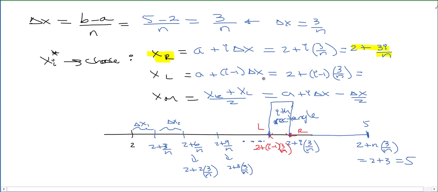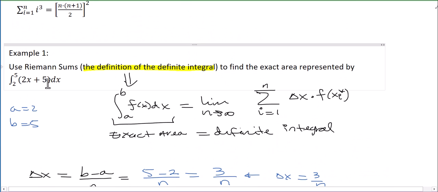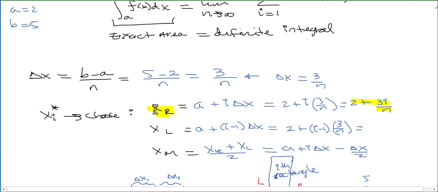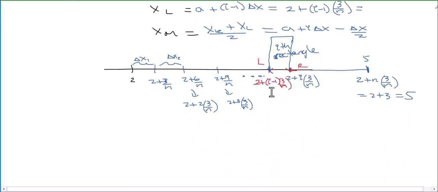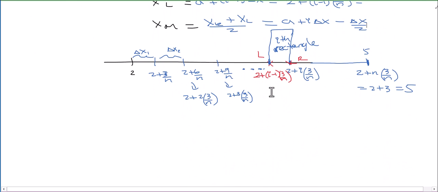So you can see how these ones look a little bit more complicated. So unless you're specifically told to use the left endpoint or the midpoint, if you have the choice, if it's not specified, if it just says use Riemann sums to find the exact area, me personally, I will choose the right endpoint because that's the simpler of the endpoints to use. And so let's try it.